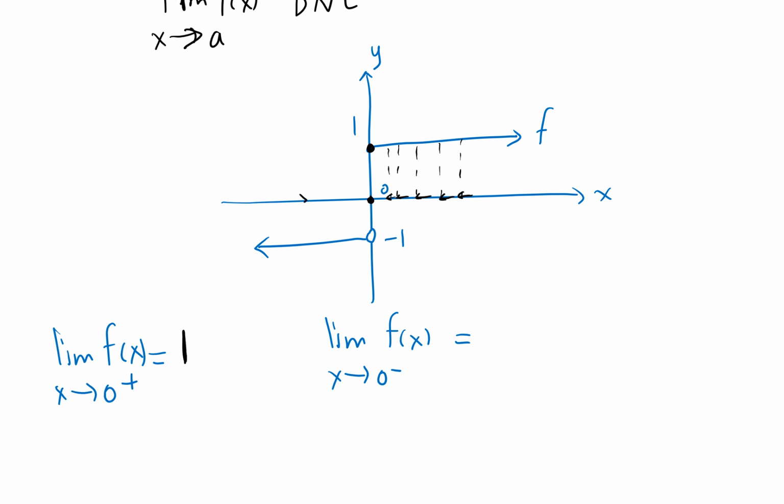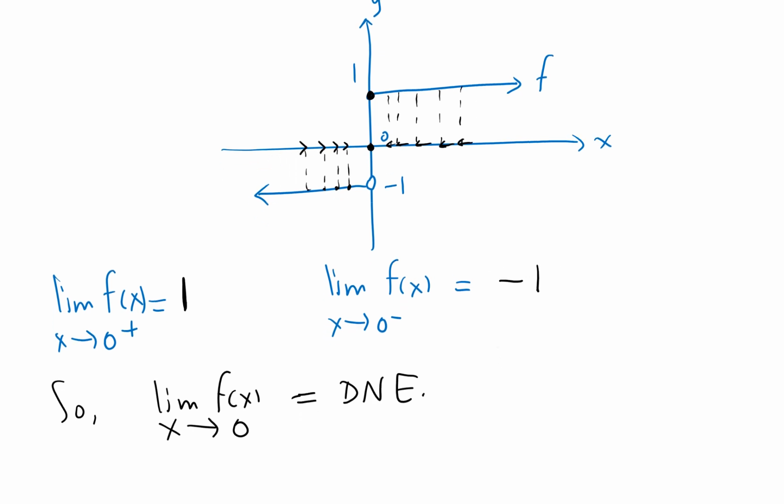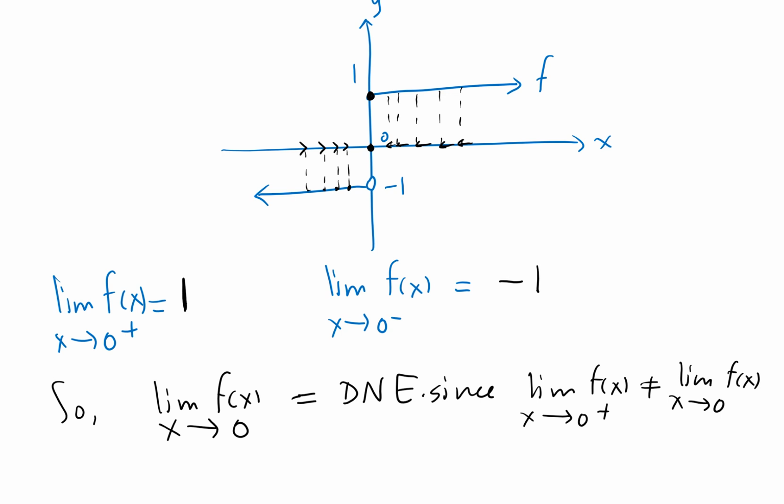What about if you approach from the left side? You go this way. Where is the y value? If you project it up or down, you're hitting this line, which is -1. Notice they're not the same. So we can conclude here that the limit of the function as x approaches 0 does not exist. Why? Since the limit of f of x as x approaches 0 from the right side does not equal the limit of f of x as x approaches 0 from the left side.